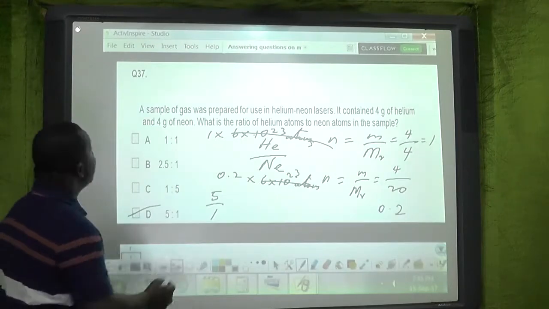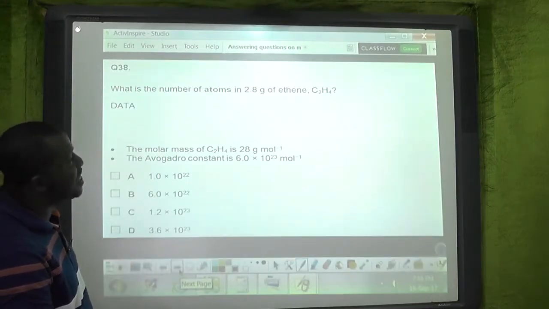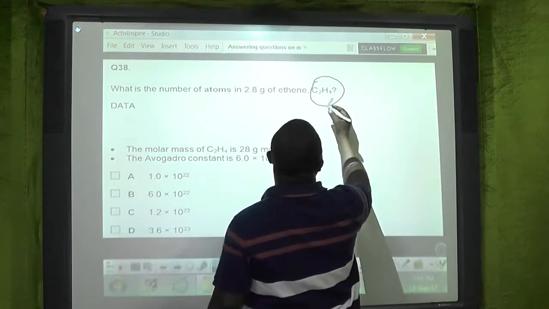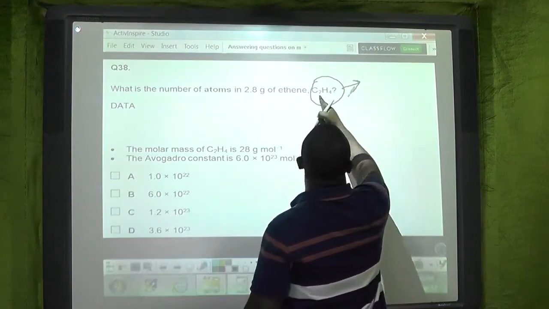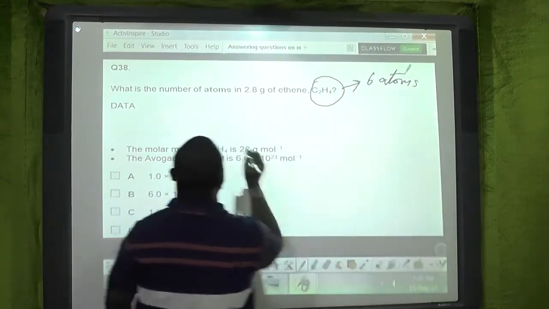Let's go to number 38 now. What is the number of atoms in 2.8 grams of ethene? The number of atoms in one mole of ethene already is how many atoms? 2 of these and 4 of these, 6 atoms. Whatever mole we get, we multiply by 6.